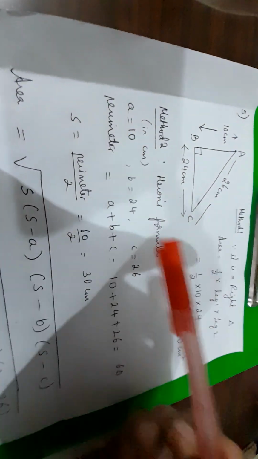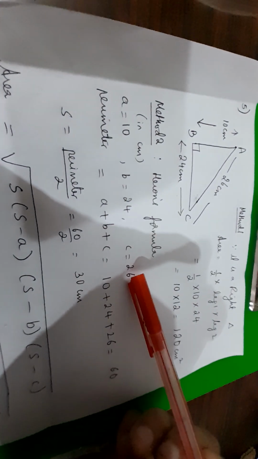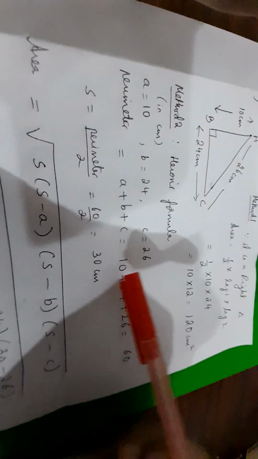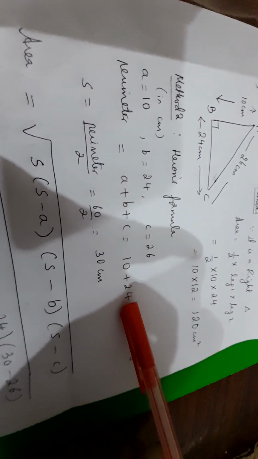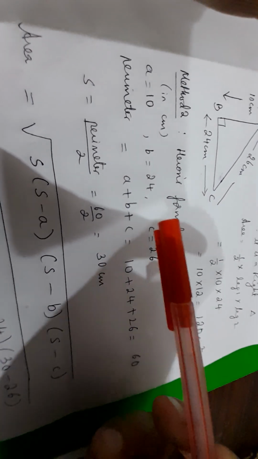A is equal to 10, B is equal to 24, C is equal to 26. You have 3 sides. Find the perimeter. Perimeter is the sum of all the 3 sides, which amounts to A plus B plus C. I'm just summing up all the 3 sides. So when you add up all the sides of a closed figure, you get the perimeter. In this case, it's a triangle.